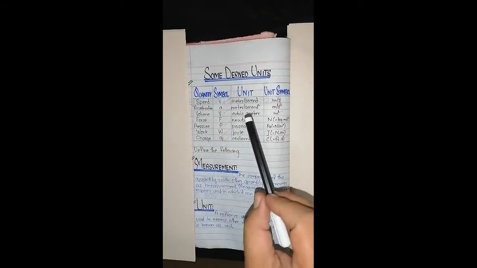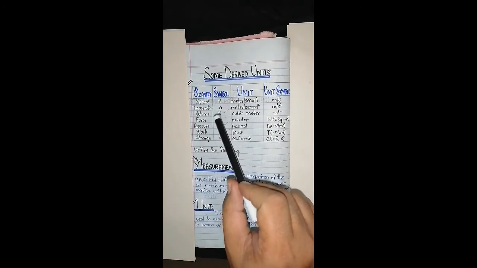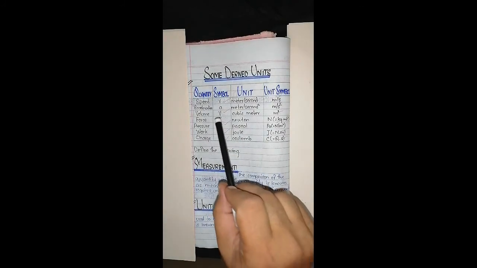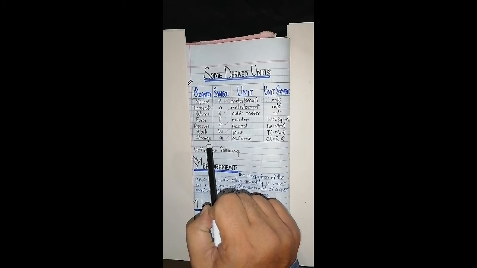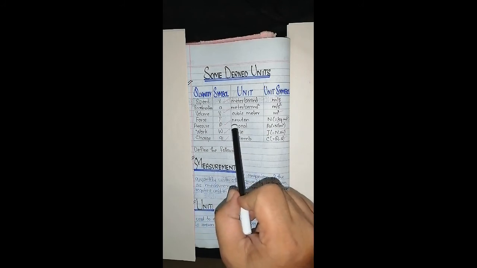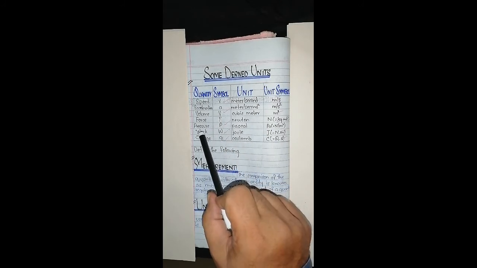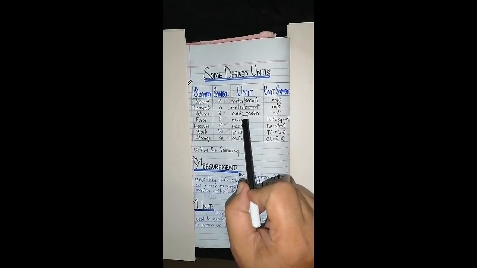Now, the remaining part of question number 2, the table of some derived units. This table is in your book, page number 17. Speed, acceleration, volume, force, pressure, work, charge. These are 7 derived quantities. And the units are: speed, meter per second; acceleration, meter per second square; volume, meter cube; force, Newton; pressure, Pascal; work, joule; charge, coulomb. So these are the 7 derived quantities with their units. This is the table on your page number 17.